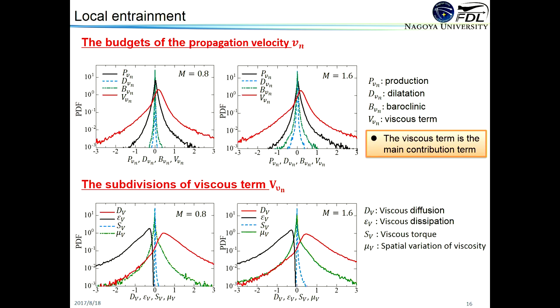So we also calculated the budget of the propagation velocity here. You can see this result, this is the PDF result. This result is the most contributing term, which is the viscosity term. And the subdivision of the viscosity term is calculated in those figures. The red line is the viscosity diffusion, and the black line is the viscosity dissipation. So from this result, you can see that the propagation velocity is mainly supported by the viscosity diffusion term.